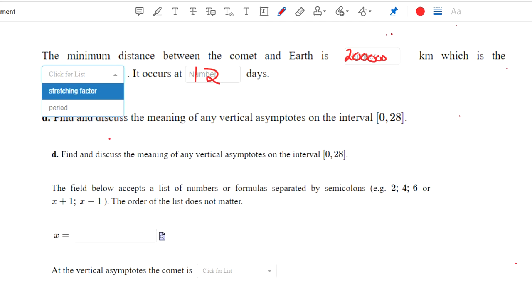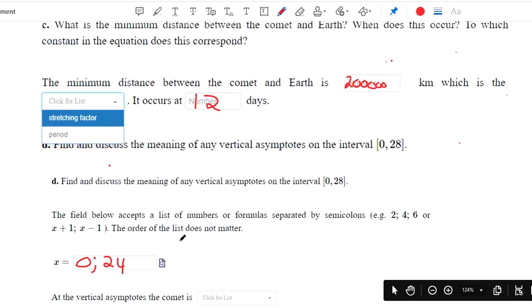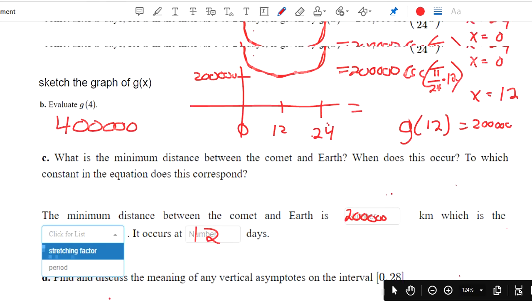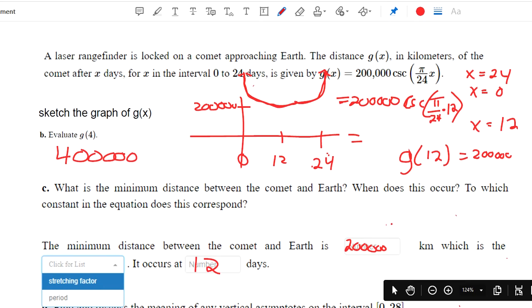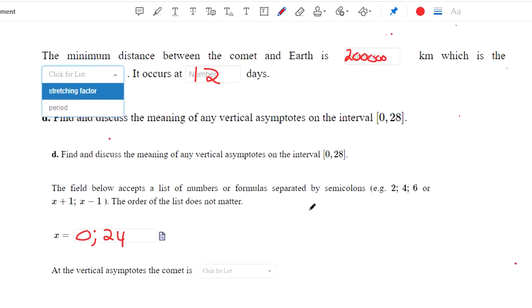We're supposed to find and discuss the meaning of any vertical asymptotes on the interval 0 to 28. We've been talking about the vertical asymptotes. We have 0 and then put a semicolon and 24 for my vertical asymptotes. Right? Because vertical asymptotes happen when cosecant equals 0 and when cosecant equals pi. So if you plug in 24 in here, 24 times something over 24 cross cancels, so you just get cosecant of pi. So that's what makes the vertical asymptotes happen.